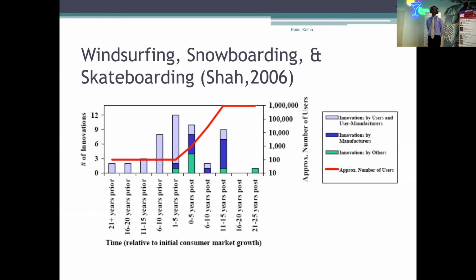fun industries: windsurfing, snowboarding, skateboarding. And she has these interesting findings across these industries that show most of the play innovations come from users. And if you see that red bar, the number of users increases dramatically after a certain point of time. But notice innovations by manufacturers, which is the dark blue bar, don't happen in the early parts.